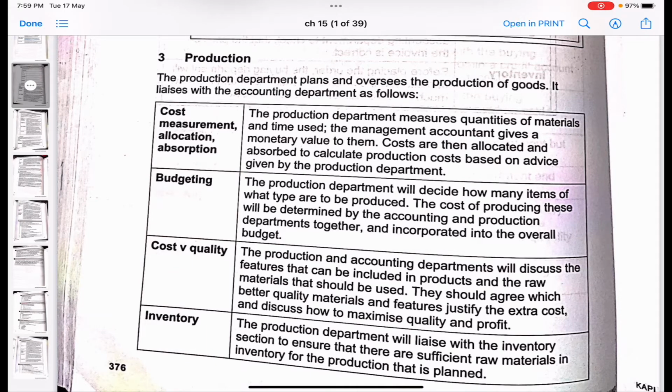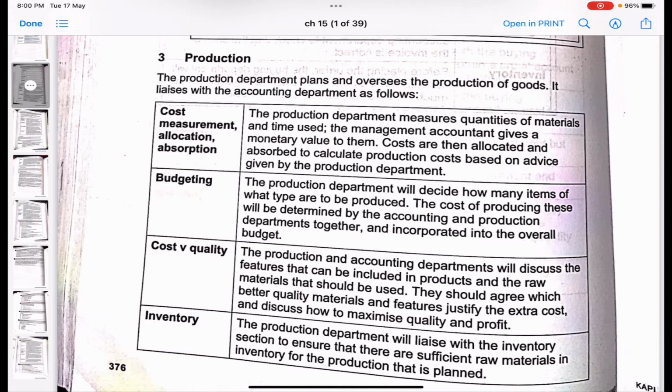Now we move on to the production department. So the production department plans and oversees the production of goods. It liaises with the accounts department as follows. So what does the production department do? First, cost measurement, allocation and absorption. So the production department measures quantities of the materials and time used. The management accountant will give a monetary value for the material and the time that is used. Costs are then allocated and absorbed to calculate the production costs based on advice given by the production department.